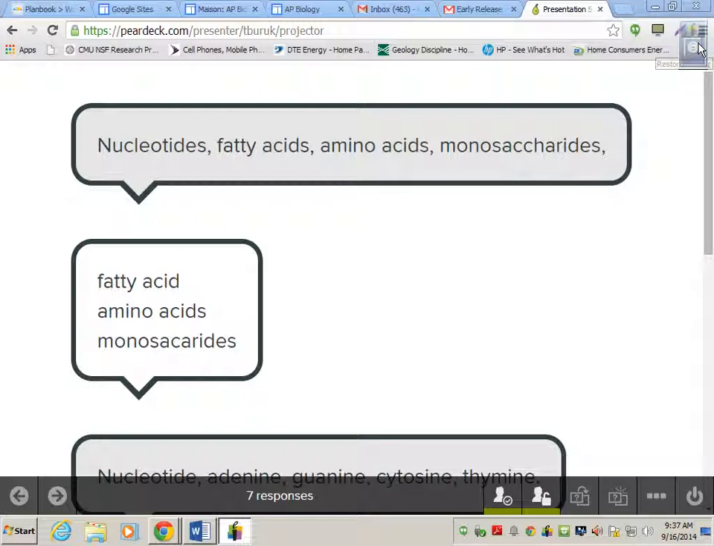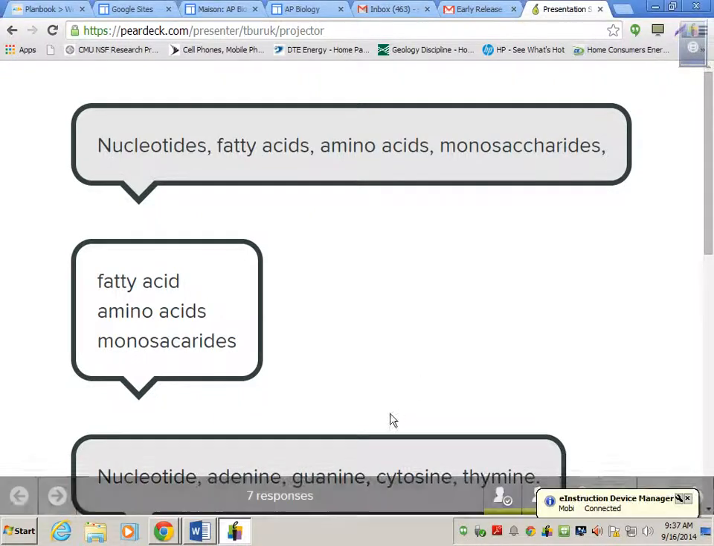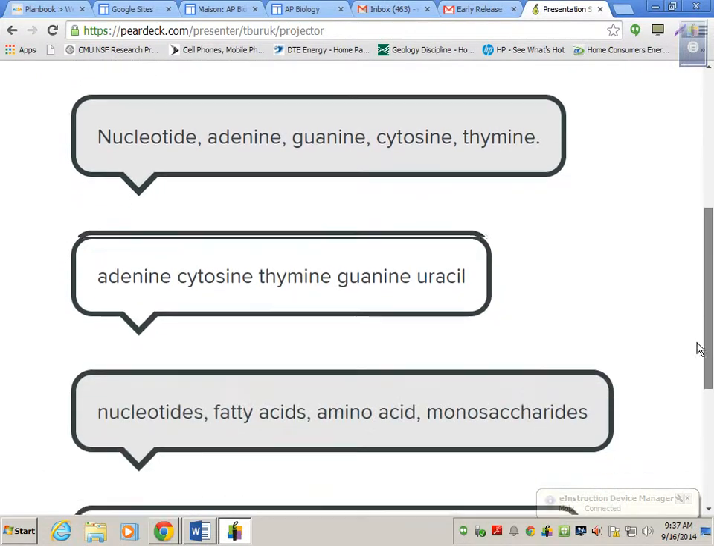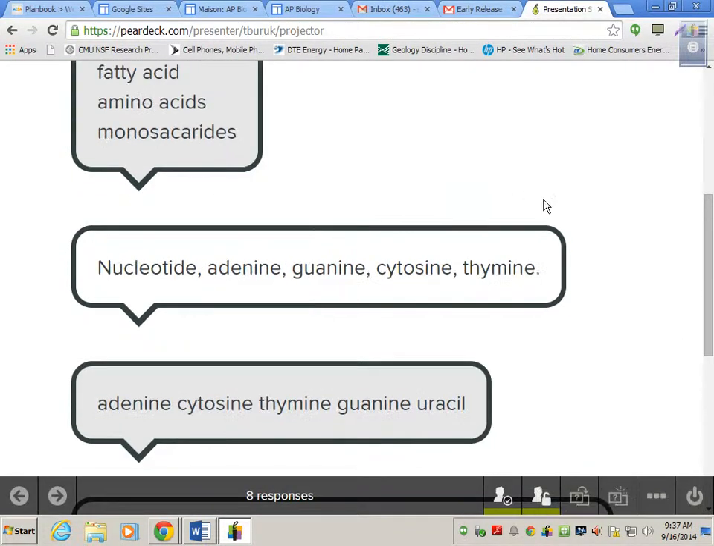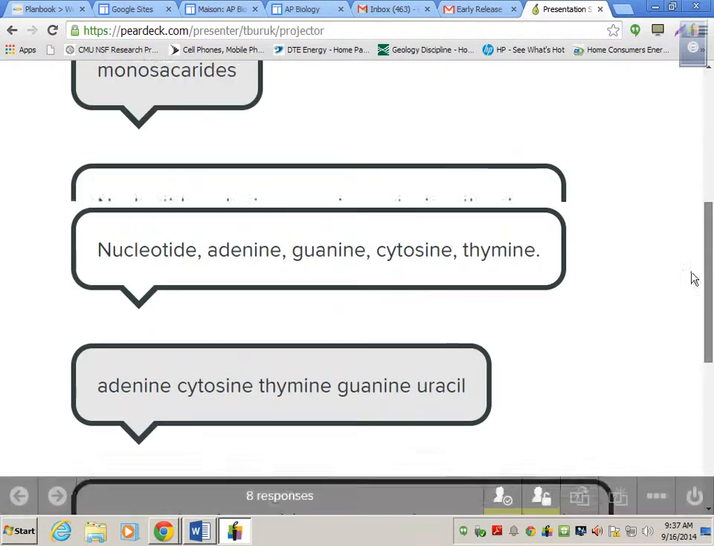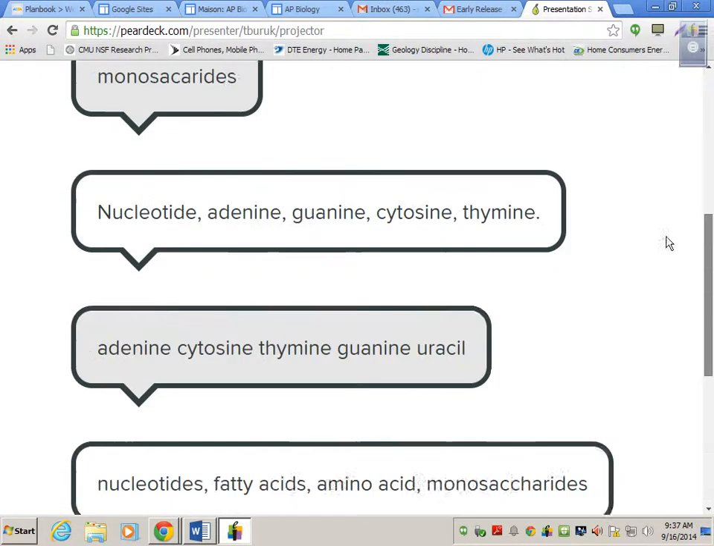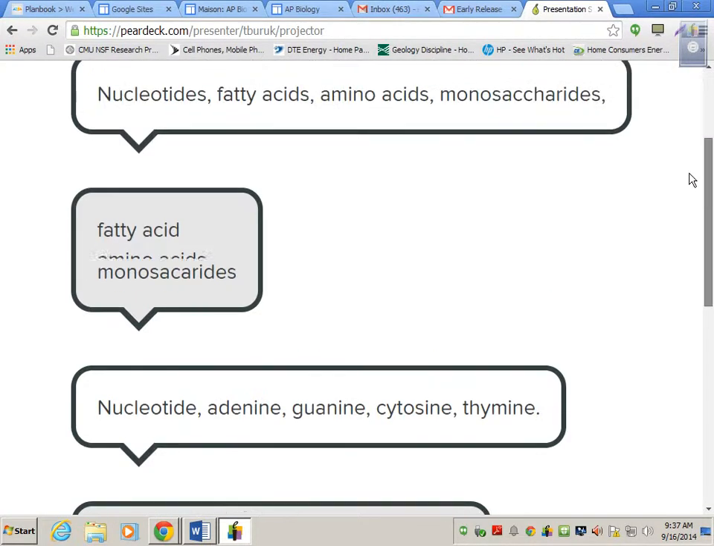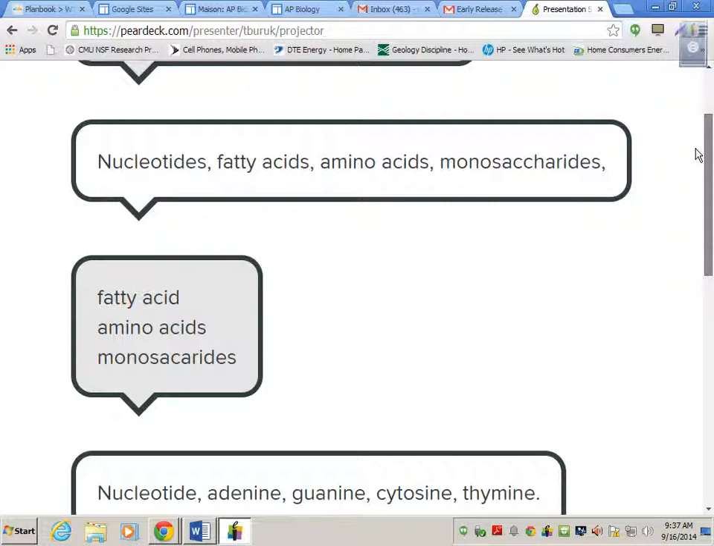So, looks like, okay, nucleotides, fatty acids, amino acids, and monosaccharides. Someone must have had the textbook out. Look at that. Perfect. Oh, nucleotides. Yes, there's 4 different types of nucleotides: adenine, guanine, cytosine, and thymine. But yeah, that first one actually hit the nail on the head with what we're going to be talking about here. It is definitely the nucleotides, fatty acids, amino acids, and monosaccharides.